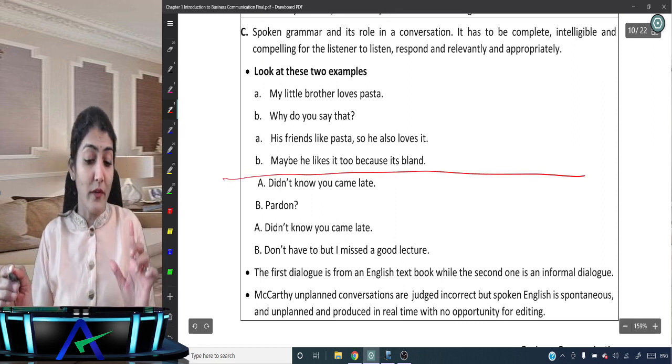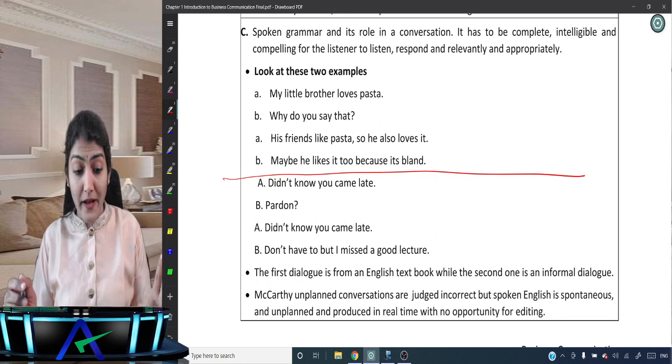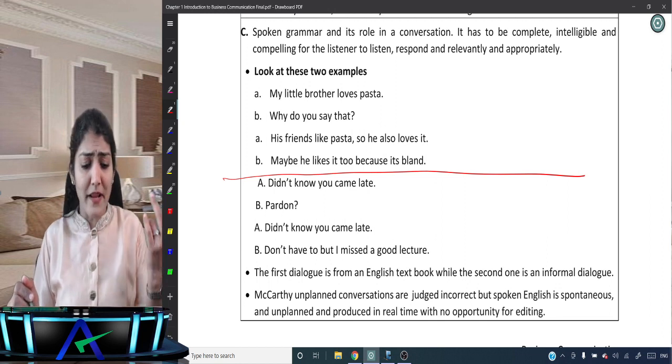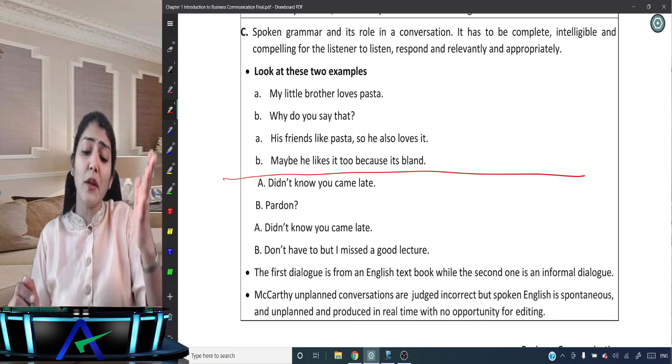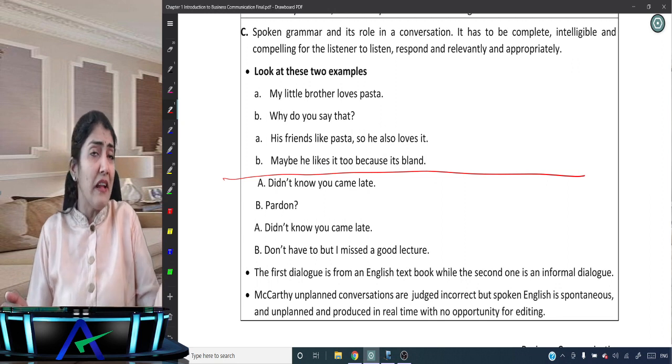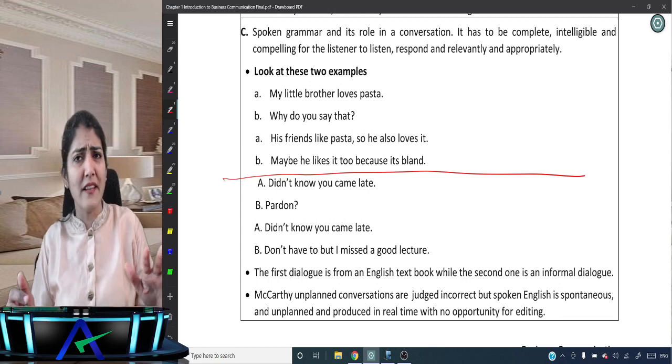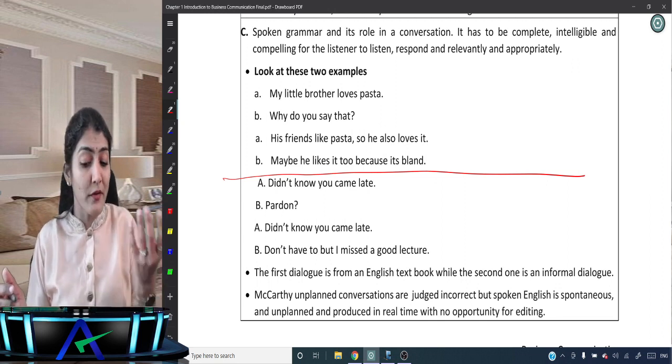So, this is one conversation. My little brother loves pasta. Why do you say that? B is asking. His friend likes pasta, so he also loves it. So he says maybe he likes it because it's too bland and it's very simple. It doesn't have very much spice or so.